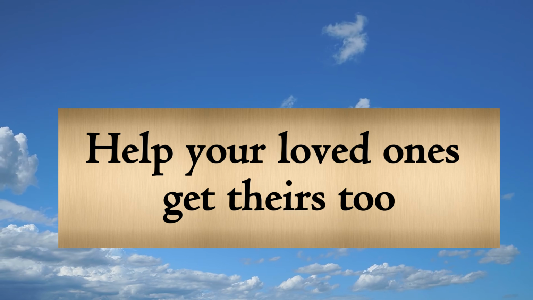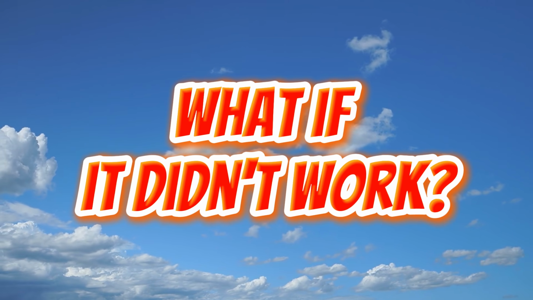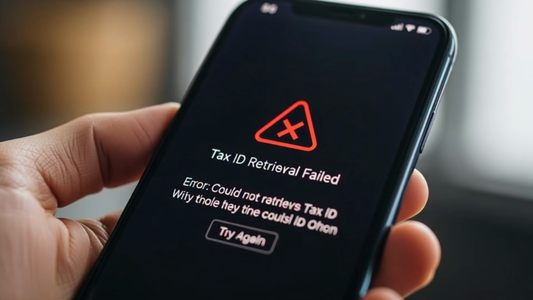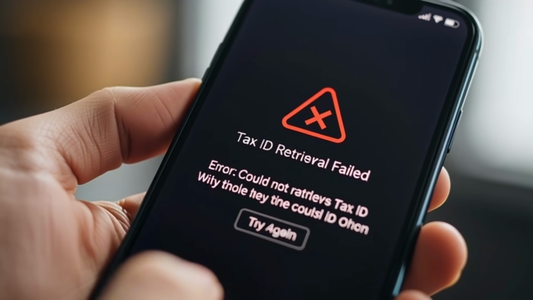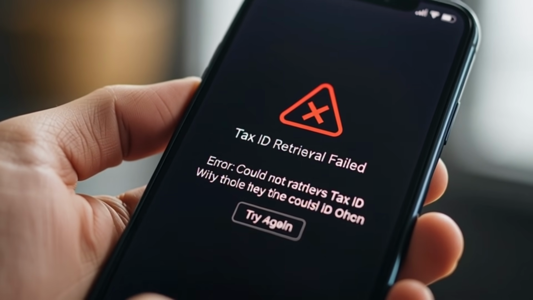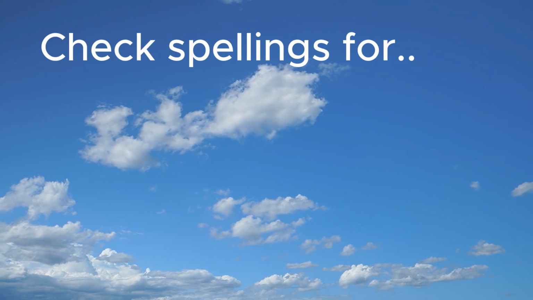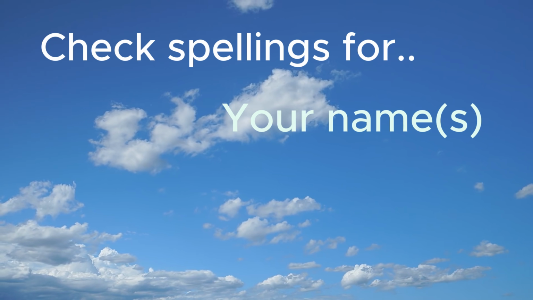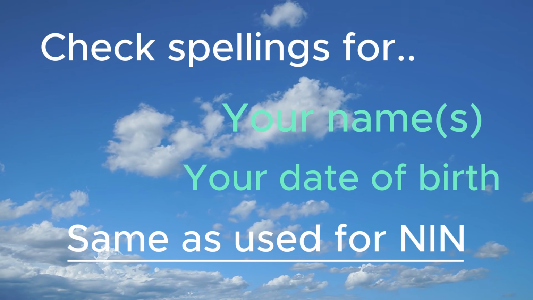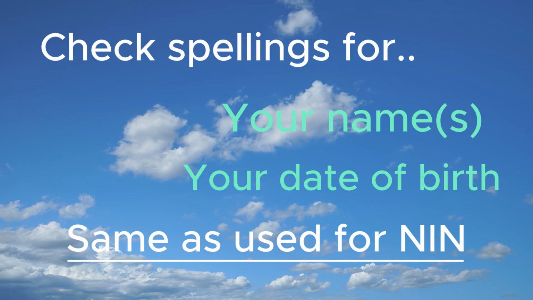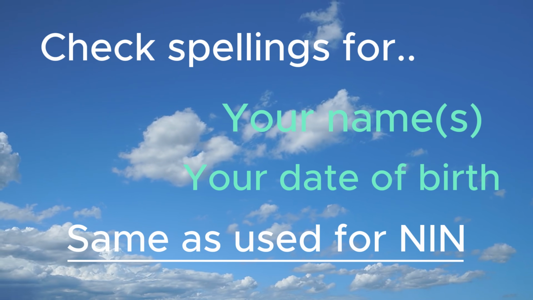It's really simple. Yes, it is possible that you do this and it gives you an error or does not give you your tax ID. Now that happens only because of a few things. If it doesn't come up, double check the spelling and your date formats. The spellings for your name and your date of birth. Be sure that you're using exactly what you used when you registered for your NIN. If it is that, it will surely work. If it is not, then that means it's incorrect.